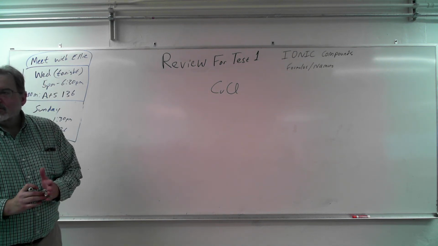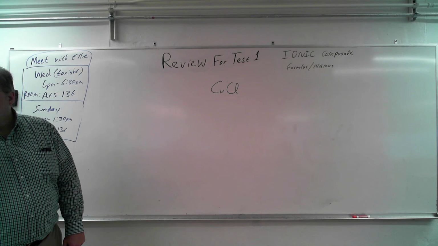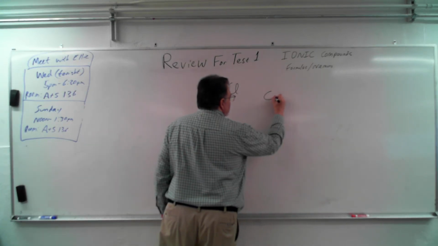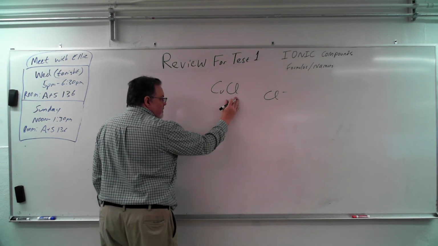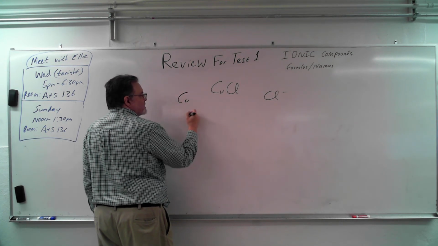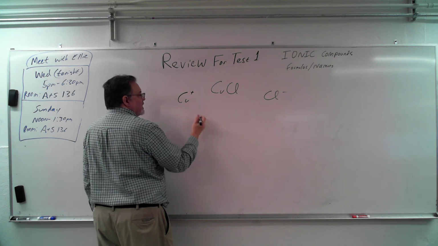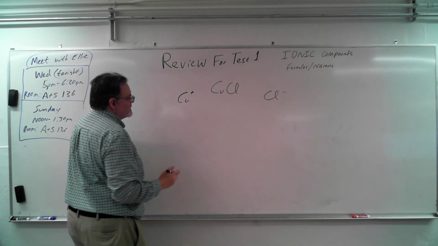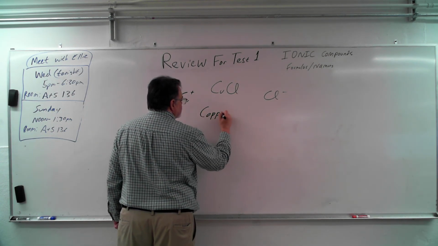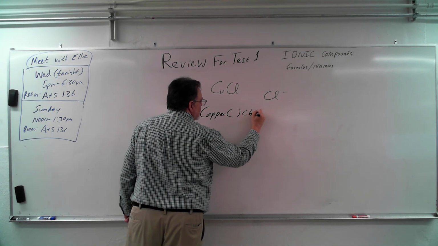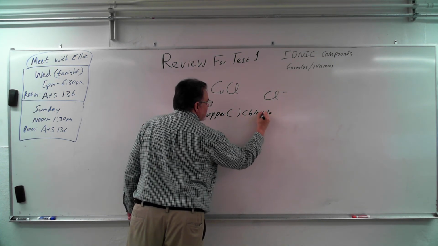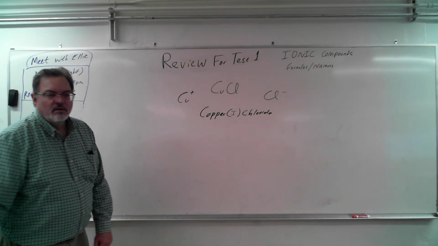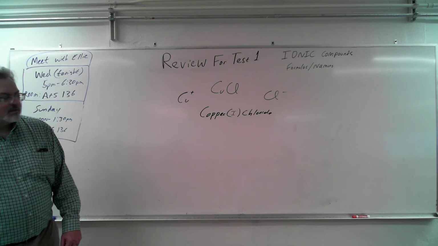So how do you figure out what the charge is on copper? You know, chlorine is 1 minus. There's only 1 of them. There's only 1 copper, so it's got to be 1 plus. And again, we don't write the 1 there either. So now, if you're going to say the name, it's copper chloride. And in here, I'm going to put a Roman numeral 1, just to emphasize that it's copper 1.